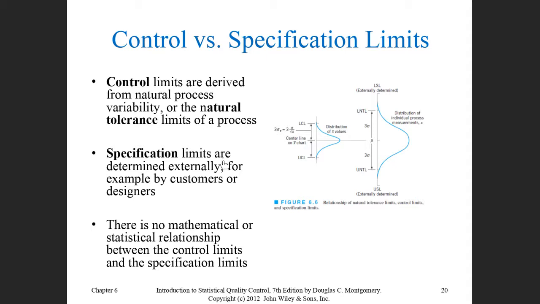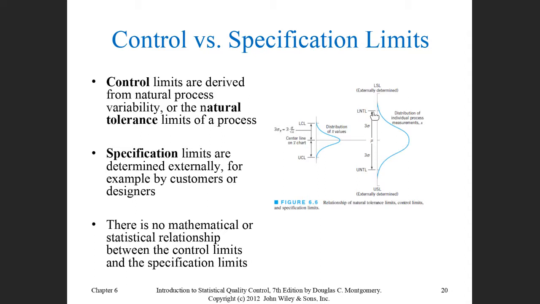You design the specification, for example, the battery lifetime, the car dimension, your product dimension, your product weight, your service transaction time, your lead time, your processing time. You design them as a designer, as an engineer, as a process owner. But the control limits come from the natural variation of the actual data.